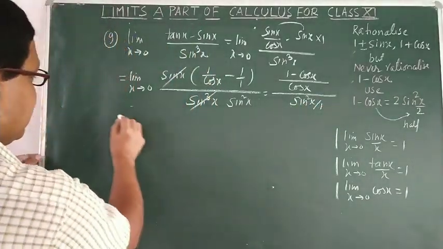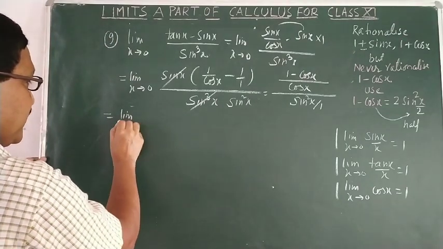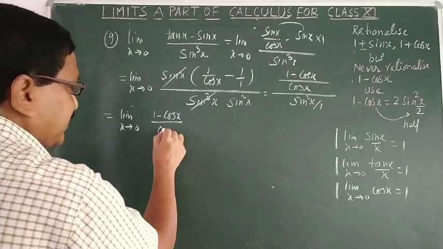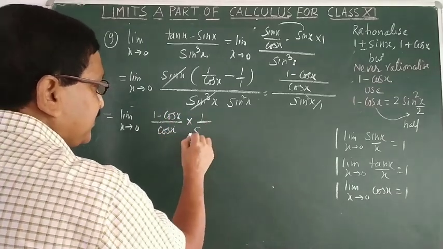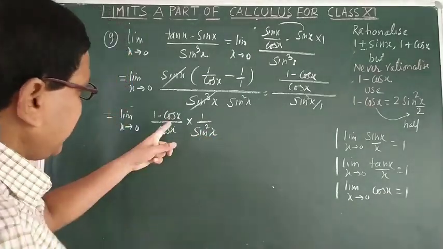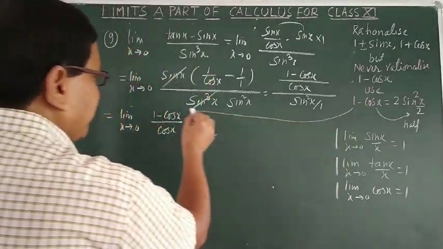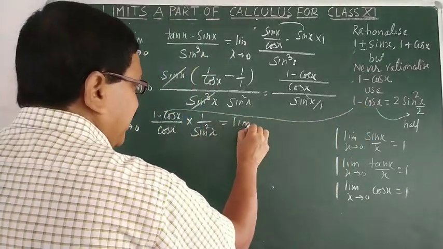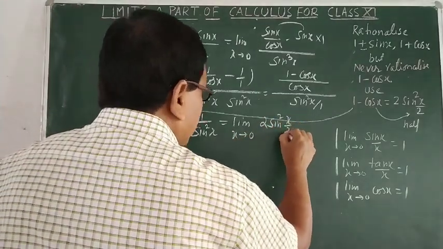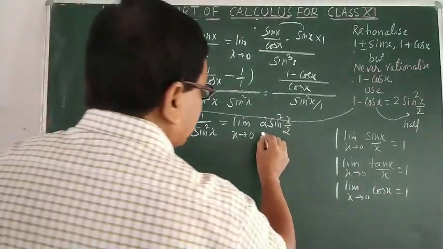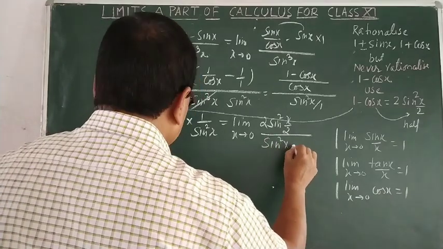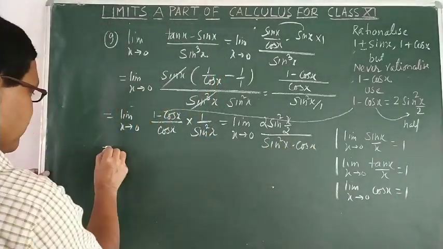So invert this. Limit x tends to 0, (1 minus cos x) by cos x into 1 by sin square x. Now students, once more I have already told you that in case of 1 minus cos x you will use the formula. So immediately use the formula. Limit x tends to 0, 2 sin square x by 2. The denominator is 2 sin square x by 2 and numerator is sin square x into cos x.